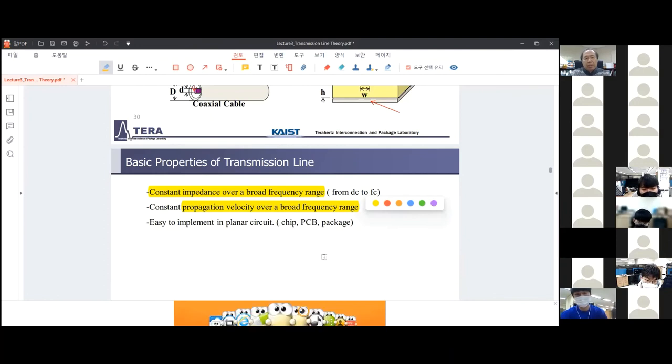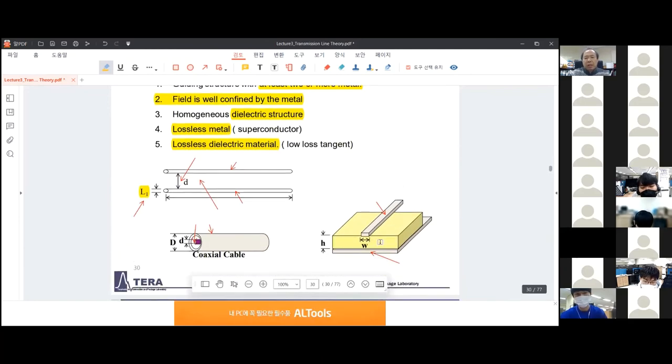And this constant impedance and propagation velocity has to be true at chip level, PCB, and package level altogether. Thank you for your kind attention.